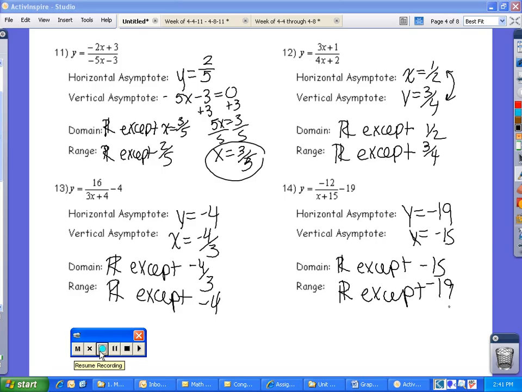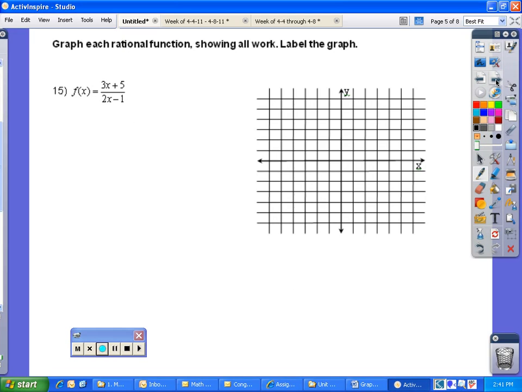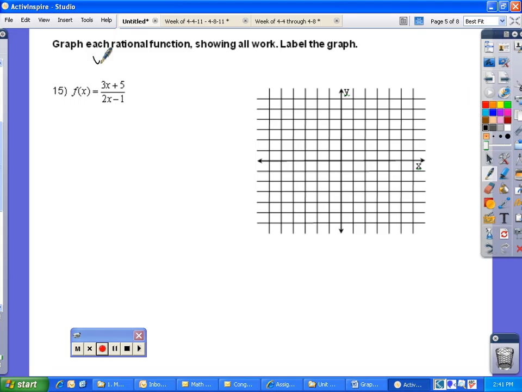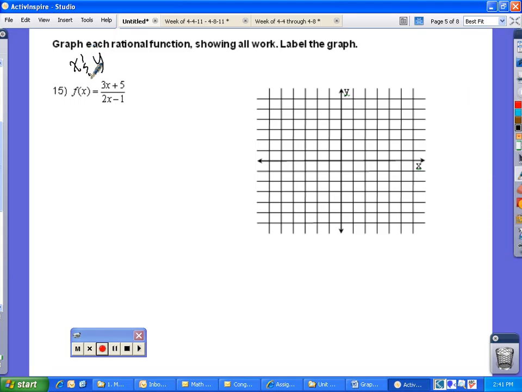Alright, so you might want to go ahead and pause this video in order to check your answers for numbers 11 through 14. But we are going to move on to the graphing problems now. Alright, so for each of these we're going to look for the x and y intercepts. And we're going to do domain and range, and we're going to talk about asymptotes. Okay? So first of all, let's talk about the asymptotes here.